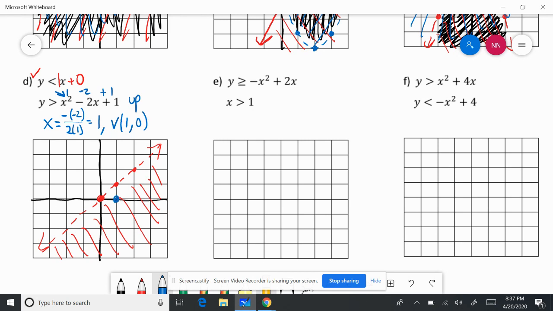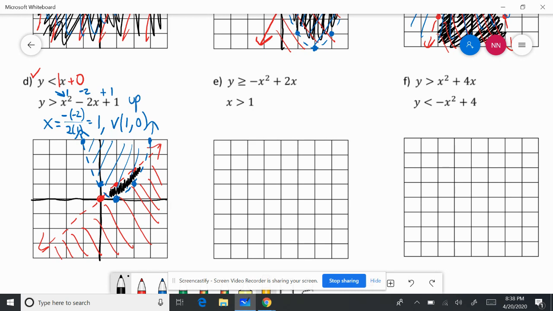Since it's going up, when we go to the right 1, we go up 1, left 1, up 1. And then when we go over 2, we go up 4. Go over 2, we go up 4. Then we come up with our dashed line. And since it's greater than, we're going to shade above. Now, where the two overlap, it's going to be right here in the middle.